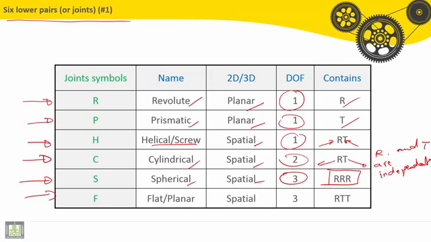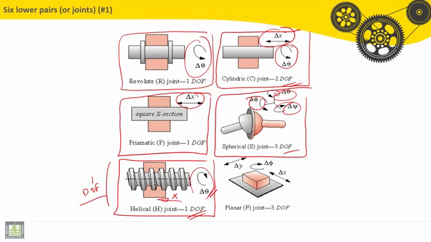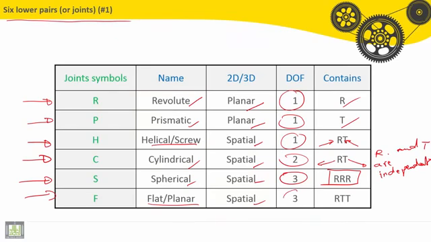Last one called flat or planar. This is the planar joint, having 3 independent motions, 2 translations and 1 rotation. These 3 motions are independent, so we have 3 degrees of freedom. Having 3 degrees of freedom, 1 rotation and 2 translations, all are independent.